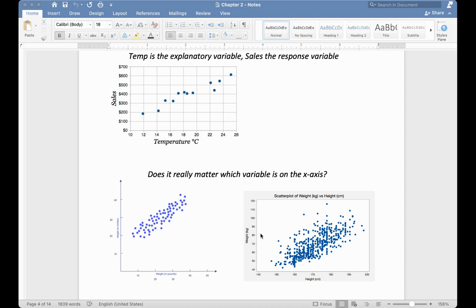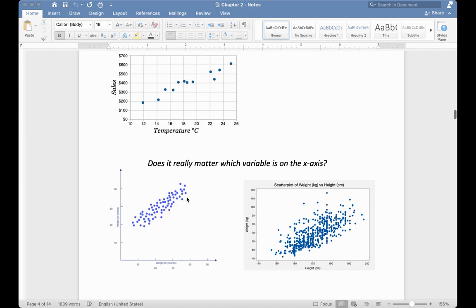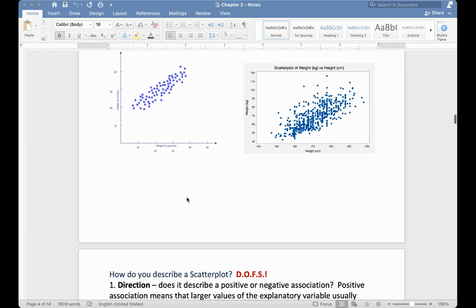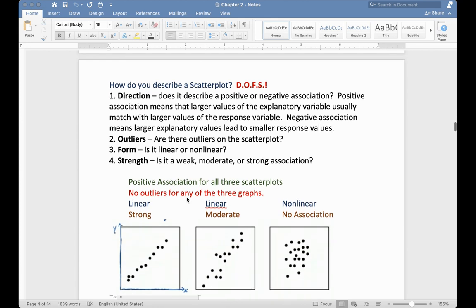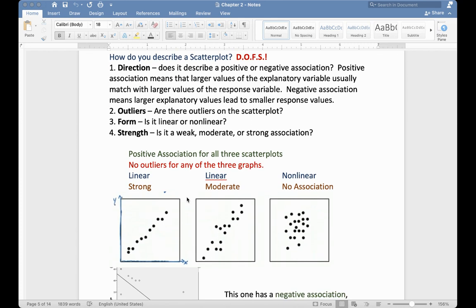What makes a good scatter plot? Can you use it to predict things? Well, obviously, if all your dots are clumped together in one direction, that's a pretty good indication that you could maybe make some predictions about the future with that kind of data. But generally, what we're going to look at is how do we describe these things? And we have another silly acronym.